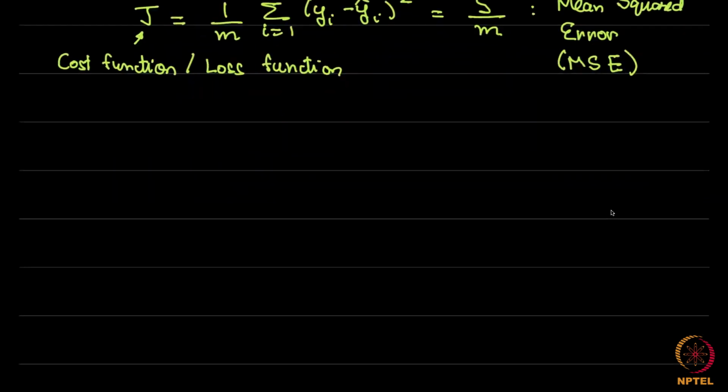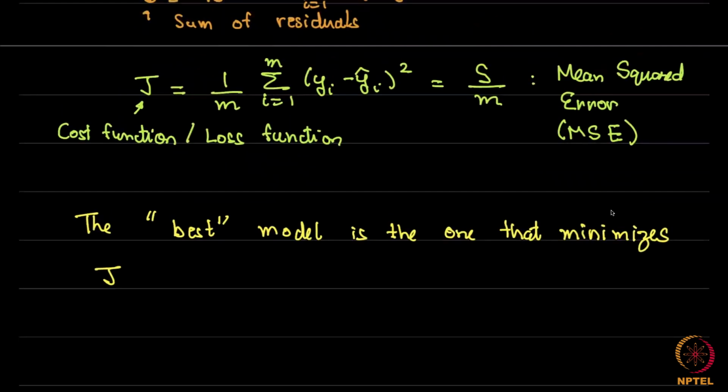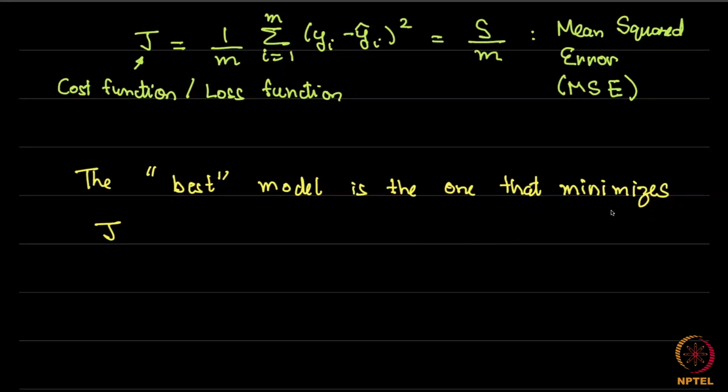What do we want? Our best model to solve the inverse problem is the one that minimizes J, or S. S is simply one factor, the number of measurements, multiplying J. So the best model is the one that minimizes J.